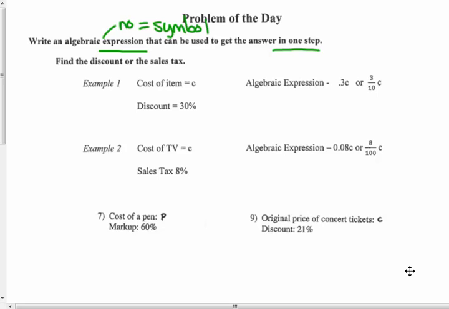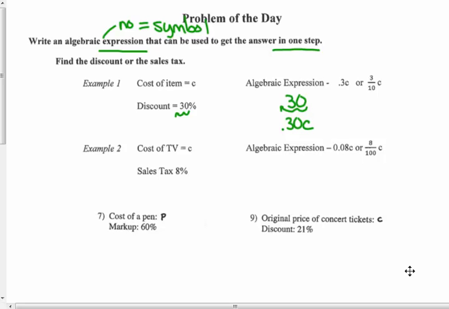Find the discount or the sales tax. The cost of an item is C. The discount is 30%. So yes, we always change the percent to a decimal and multiply. So you can see here's the expression. 30% changed to a decimal is 3/10 or 30 hundredths.